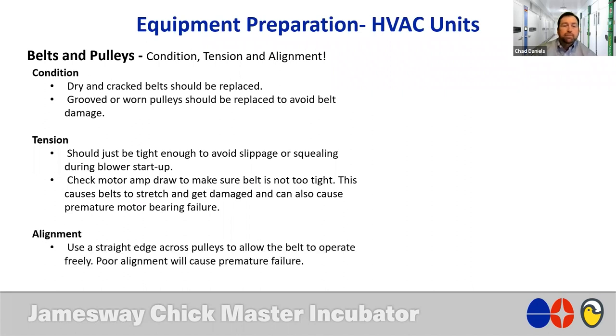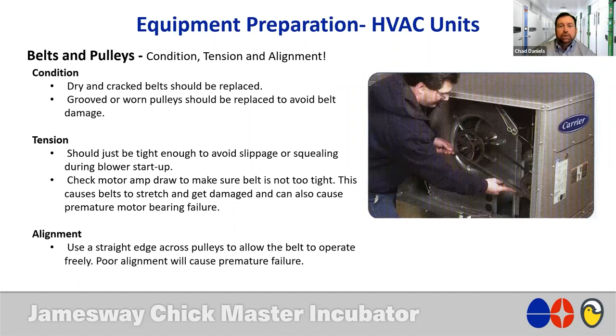And then when we look at alignment, what I mean by that is that the drive pulley from the motor and the receiving pulley on the blower should be in perfect alignment with each other. You can see that in this illustration where this technician is using a straight edge across the two faces of the pulleys. This is just to make sure that the belt rolls around both pulleys without creating a side tension, which is going to cause excessive wear and shorten the life of the belt.